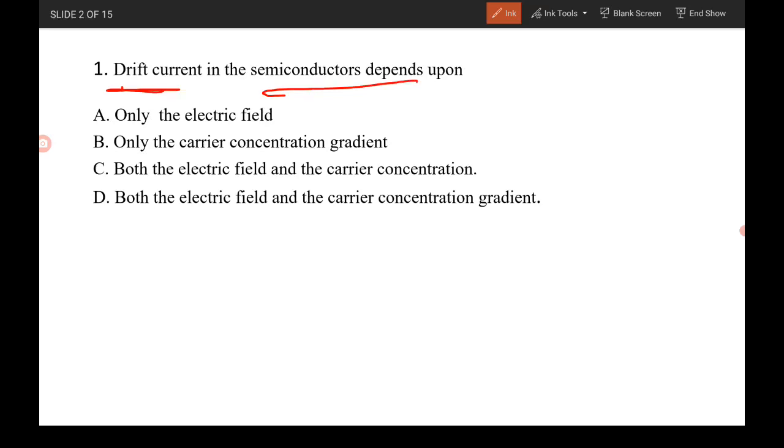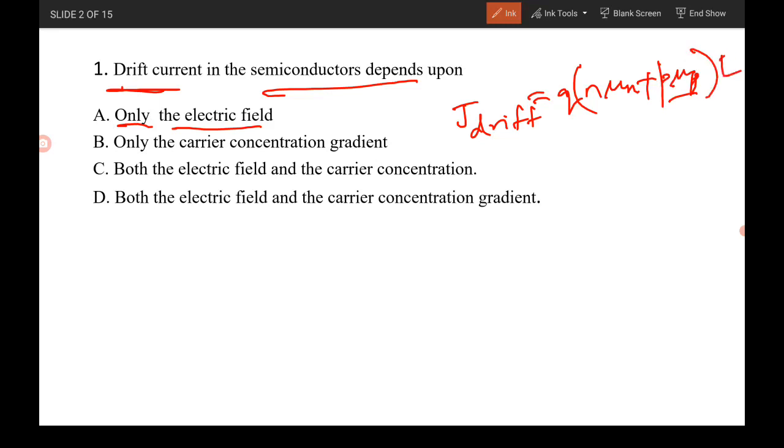So the first option is only electric field. We know how the drift current is related to the electric field and other quantities. So we can write J, that is the drift current density, as J drift, which will be equal to q times (n times mu n. What is n here? n is the concentration of electrons and mu n is the mobility of electrons, plus p times mu p, concentration of holes and mobility of holes), times E.